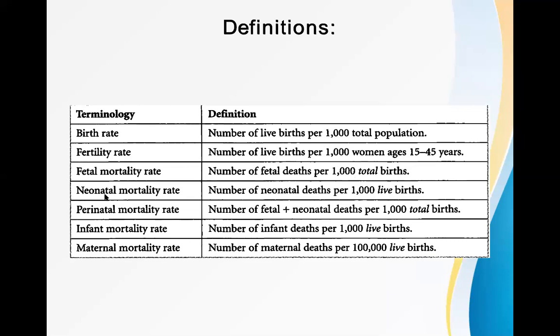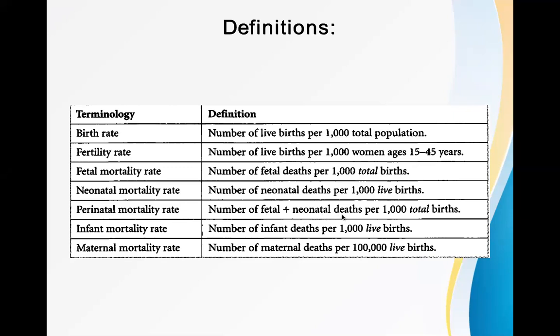Now again, neonate means the first 28 days after birth, or the first month after birth, or the first month of life, I can say, is the neonate. Perinatal mortality rate, you already have studied. The number of fetal and neonatal deaths per 1000 total births is the perinatal mortality rate. Now see that the fetus is included here because the perinatal period starts from 20 weeks of gestation. That's why fetus is included, and neonate.